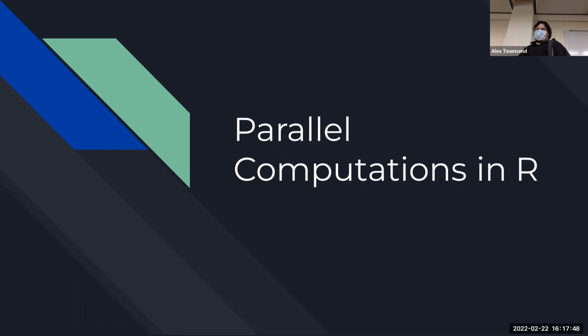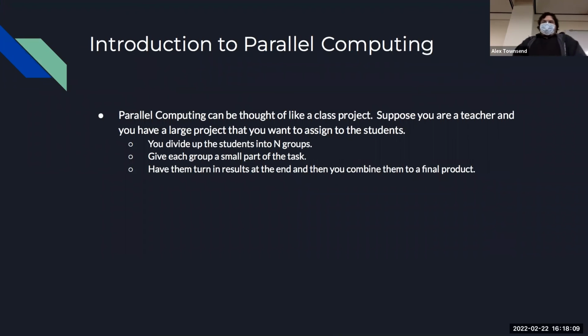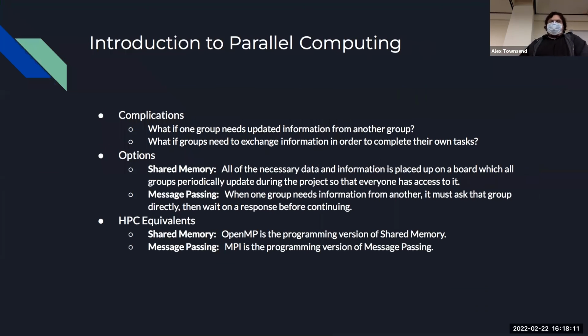A lot of times, particularly with statistical analysis, you're doing the same thing over and over again, many, many times. And so you can break that up and do a lot of those things at once, instead of doing them one at a time. Parallel computing allows you to do that, and R has some very nice and easy ways of allowing you to do that. There are some complications though.